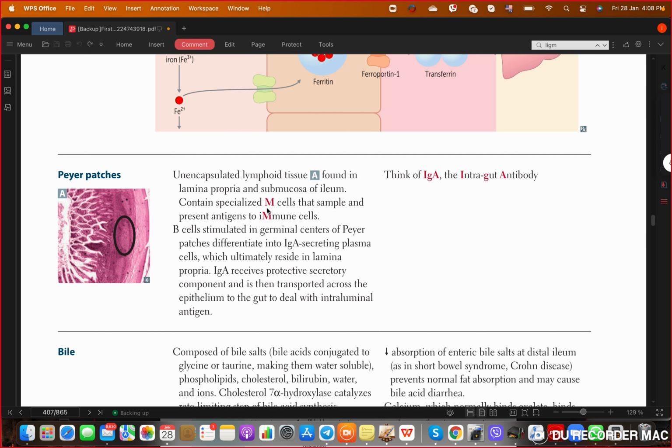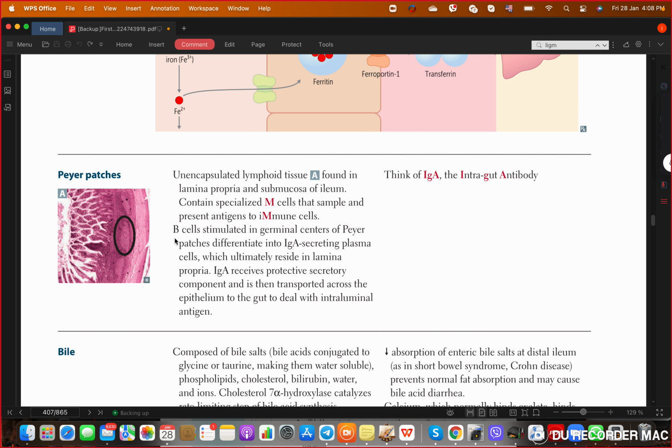So when the M cells recognize something like bacteria or virus, they consume it and present it to the immune cells, and the antigen presenting cells are going to make antibody against it. Yes? Okay, doc. And memory cells. So it's a way of inducing immunity.